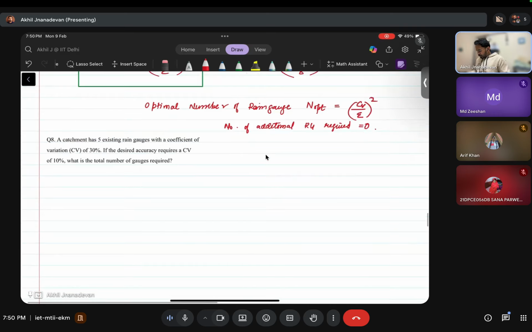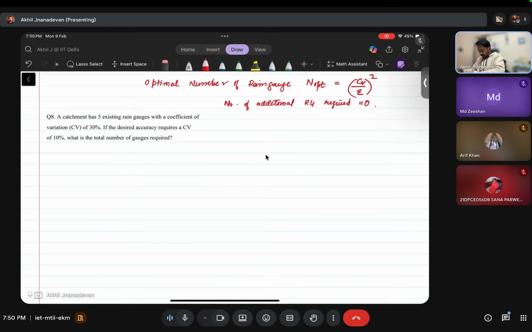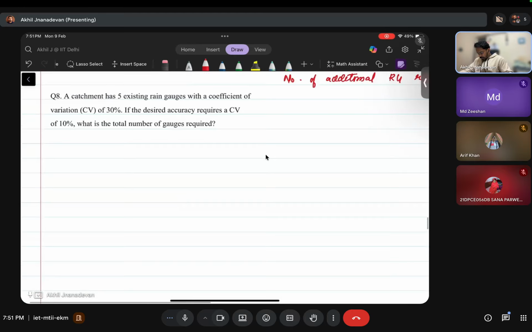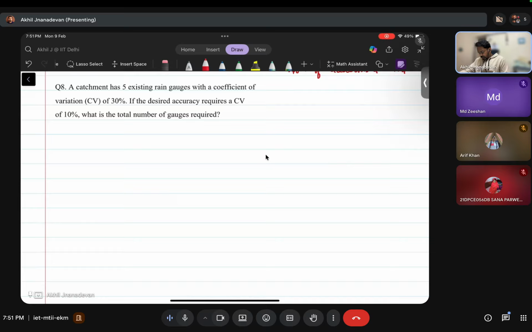So we can move on to the next question. This is a simple question, a direct substitution only. A catchment has five existing rain gauges with coefficient of variation 30%. So the CV of the catchment that we just calculated in the previous question is directly given as 30%, and N is also given, equal to 5.